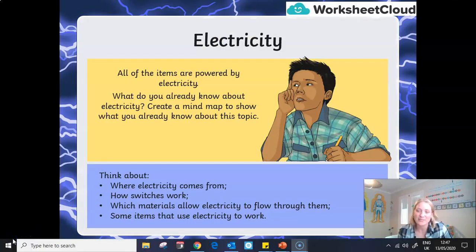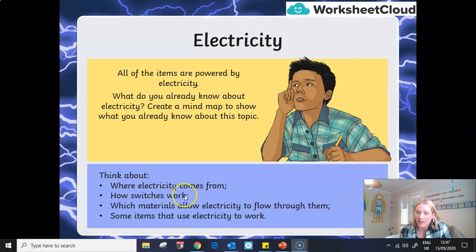So as I said a minute ago, all the items on that previous slide were powered by electricity. So you may wish to have a think now about what you already know about electricity. You could perhaps create a mind map in your book or your piece of paper that you have in front of you, showing what you already know about the topic. And here are some guiding questions that you could use to structure that mind map.